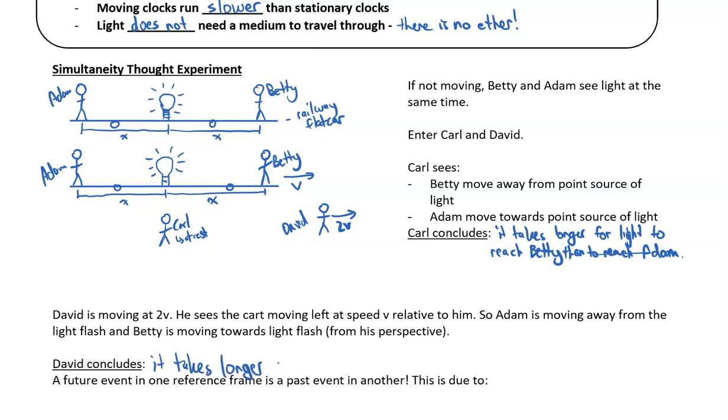And this is exactly what Einstein would have done in these thought experiments. It takes longer for the light to reach Adam than Betty. This was something that they can't really test in his time, and so he really had to do a lot with just these thought experiments, and I think these are fairly logical when you just think about them yourself. Here's where the rubber hits the road. A future event in one reference frame is actually a past event in another reference frame.